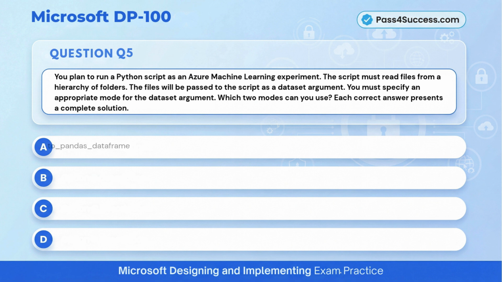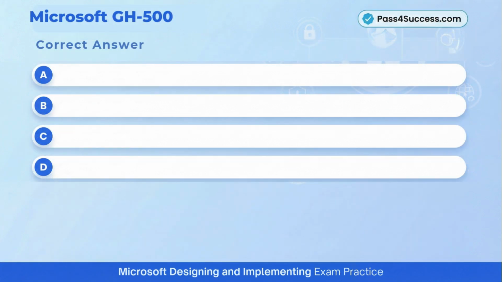Option A, to pandas data frame. Option B, as download. Option C, as upload. Option D, as mount. Correct answer is B, as download.